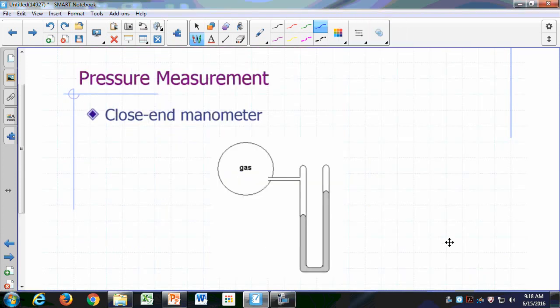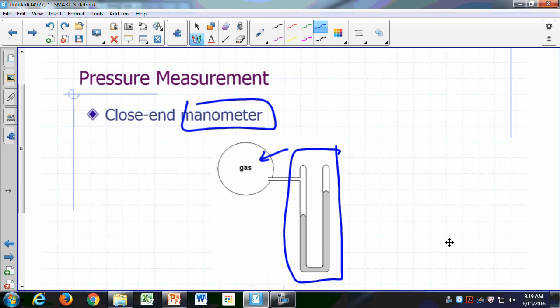So what if you have a sample of a gas in an enclosed container like this one right here? Well, remember we said we use a barometer to measure the pressure of the air around us, right? And you have a pool of mercury that's just open to the atmosphere. Well, if you have a gas that's in a container, then you hook it up to a U-shaped tube like this. This is called a manometer. And this particular type of manometer is closed end.